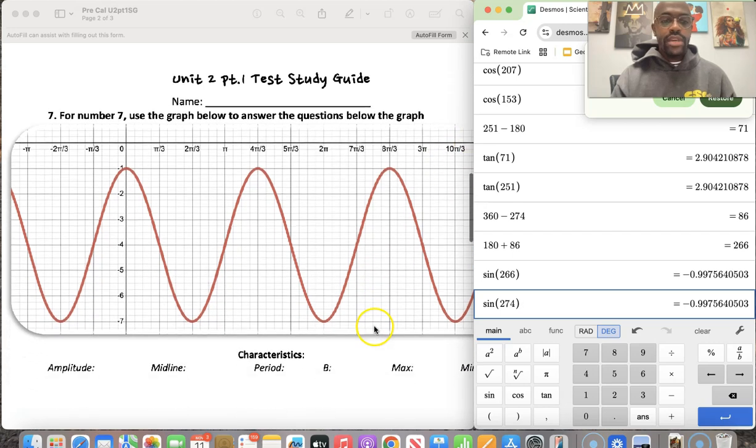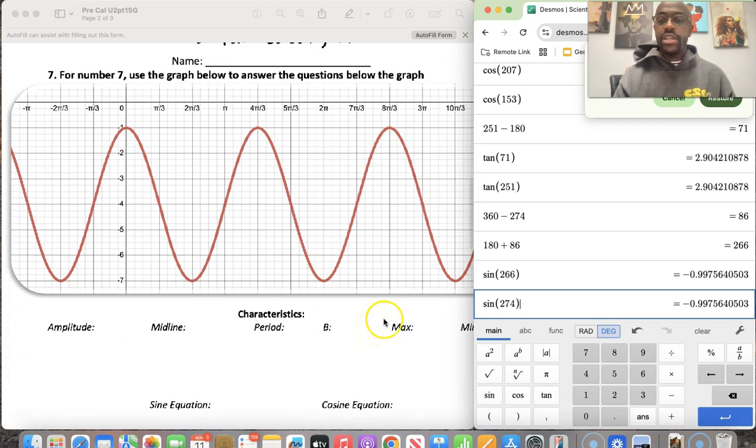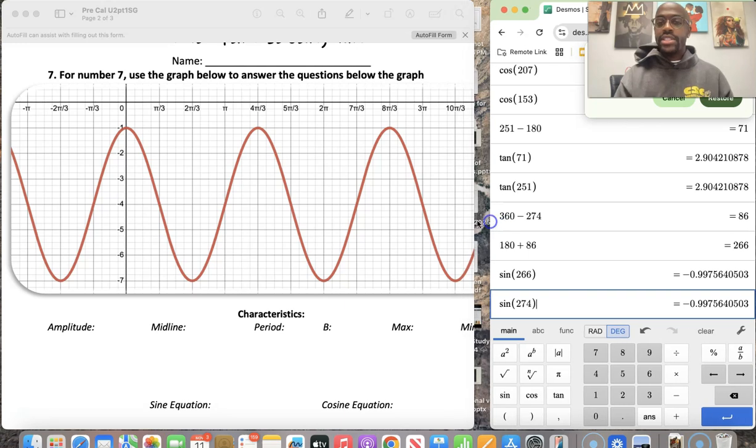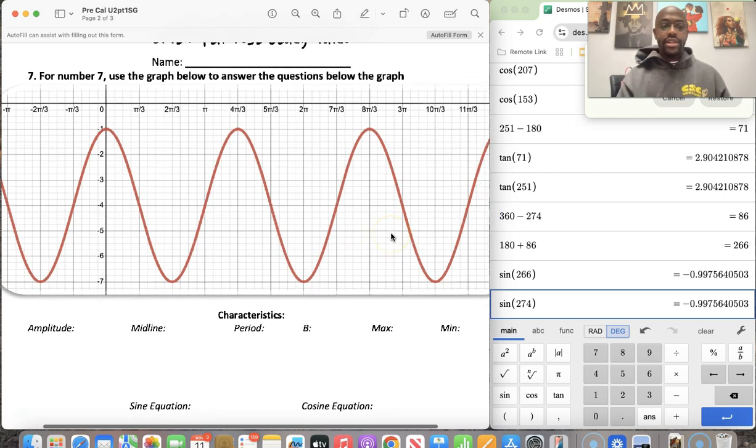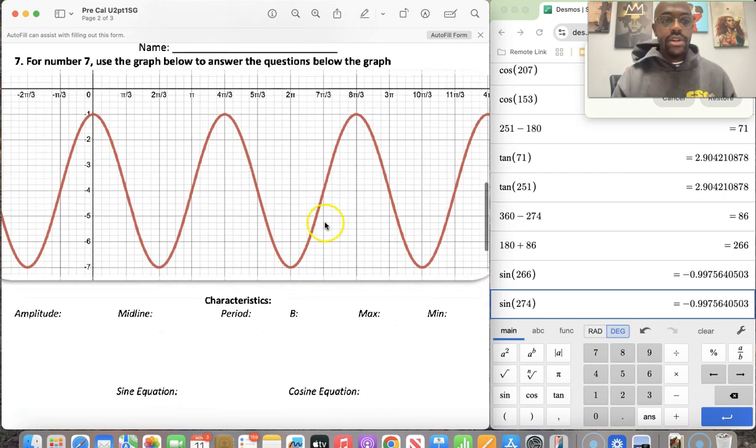So now we're looking at number 7. Now let's look at all the characteristics. The reason I have the scientific calculator over here is because this is the one that you're going to have on your assessment. You will not have the graphing calculator. All right. So let's go ahead and look here. Use the graph below to answer the questions below.